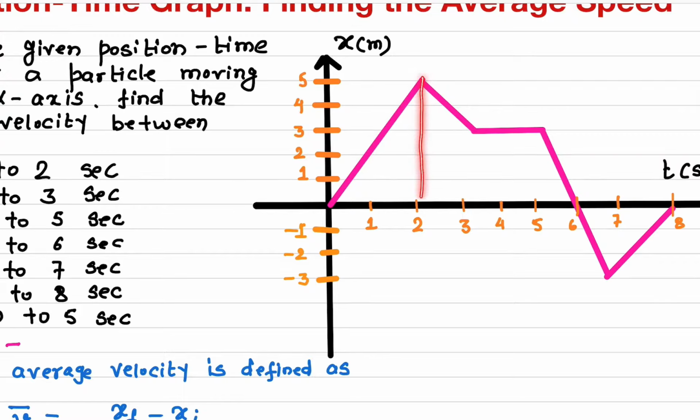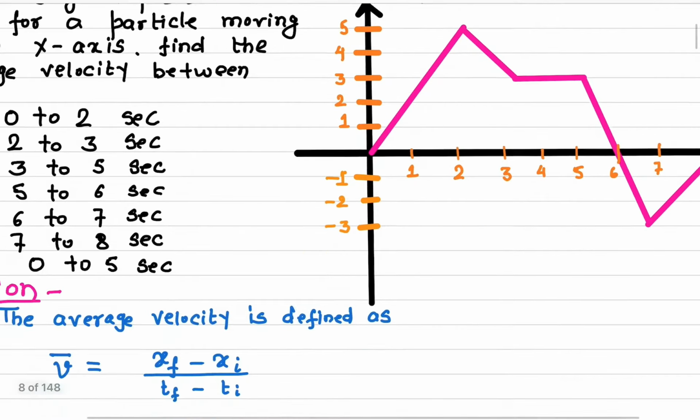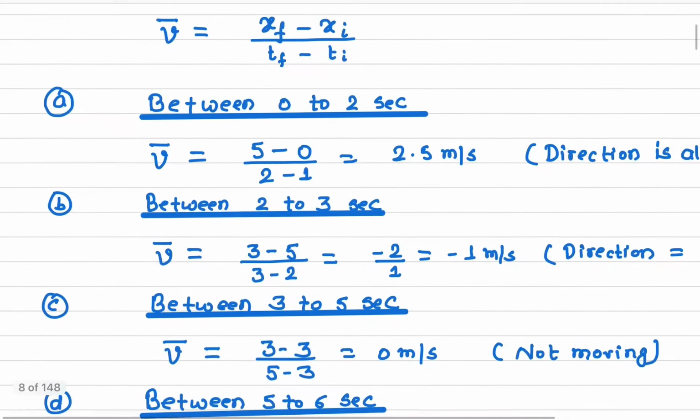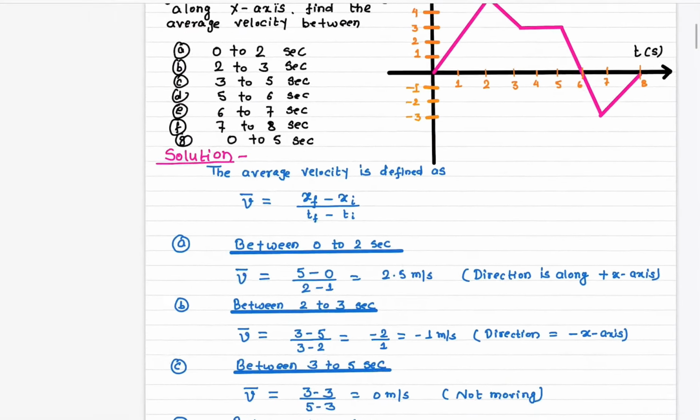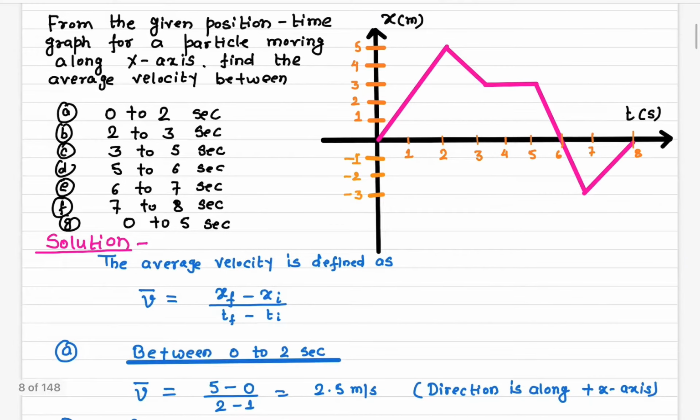At time t equals 2 seconds, what is the position? The position is 5. And at time t equals 0, the position is 0. So just plug into this equation. At 2 seconds the position is 5, and at 0 seconds the position is 0. You can clearly see from this graph that this is the final position at t equals 2 seconds, and it is 5. So just plug in 5.